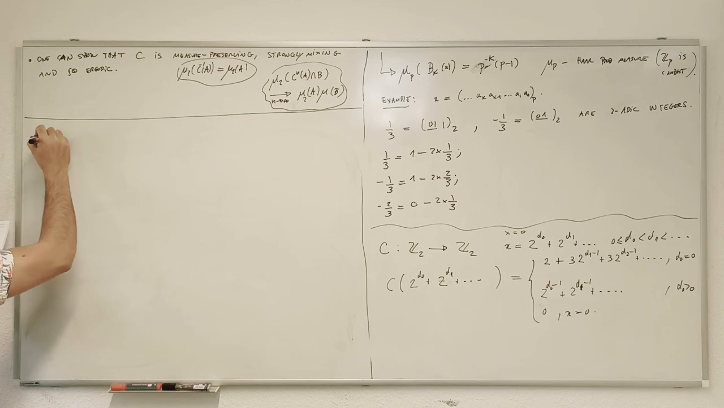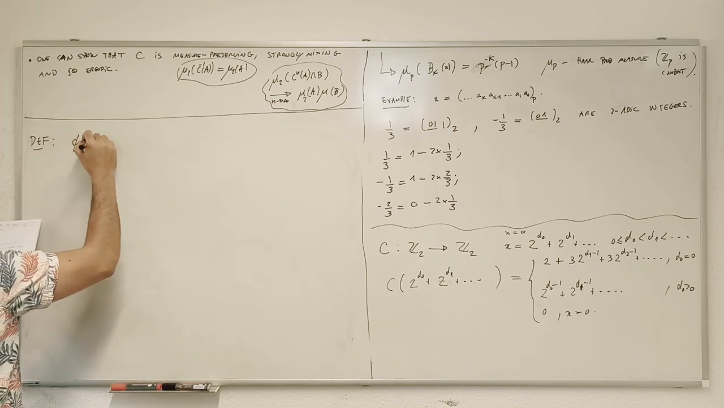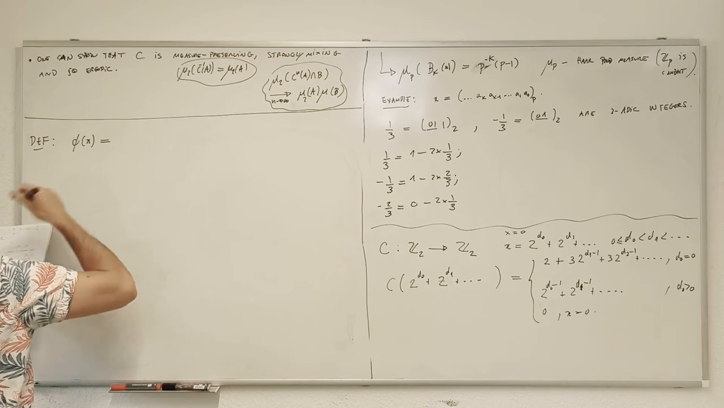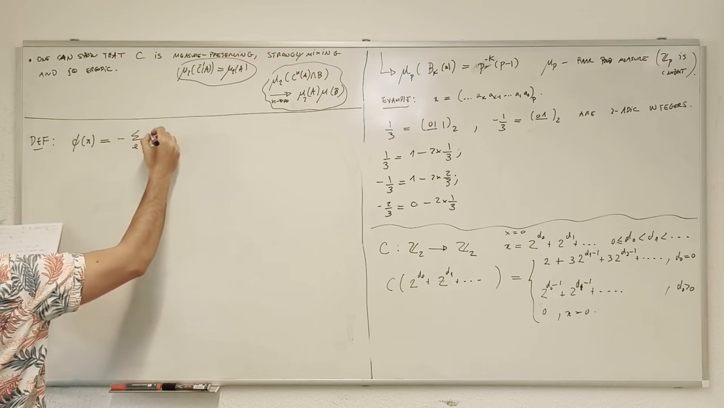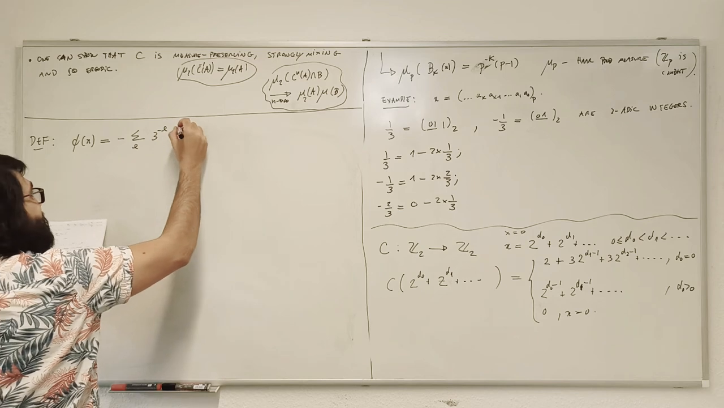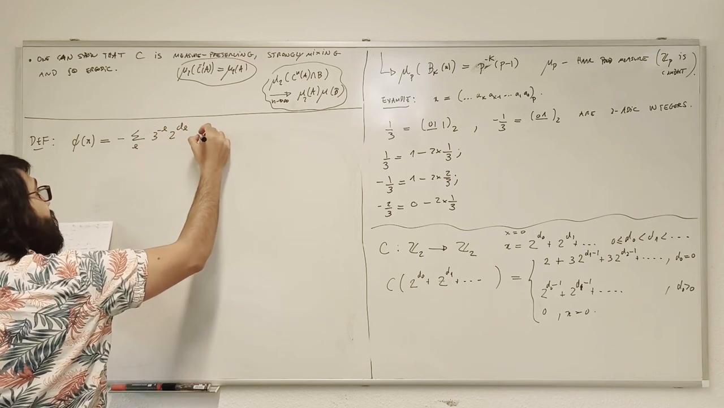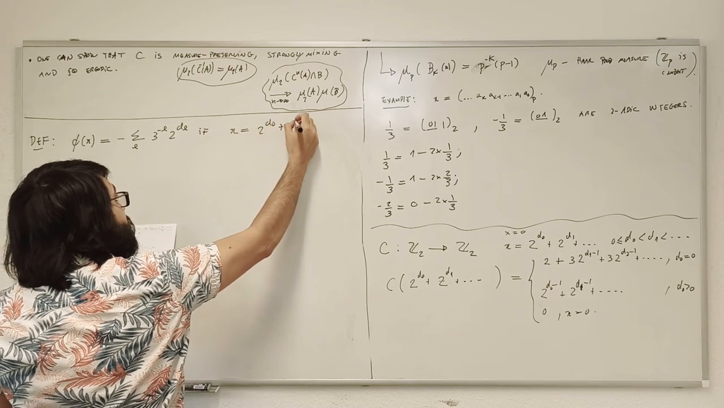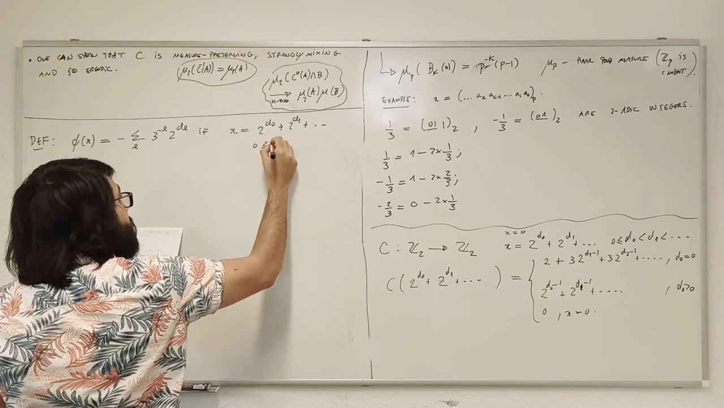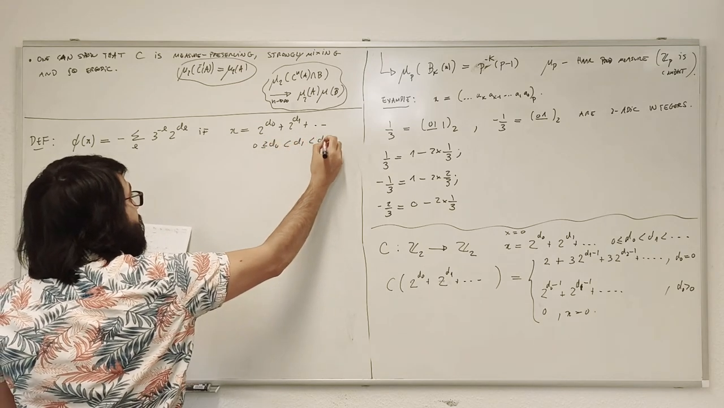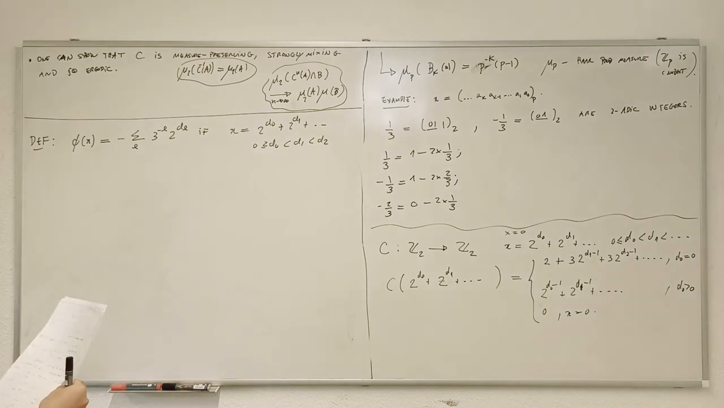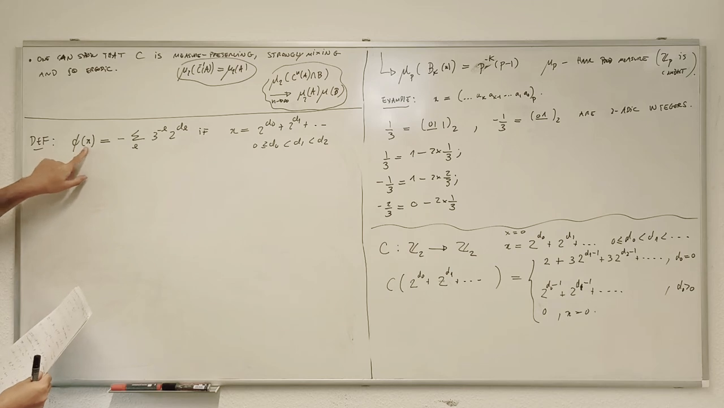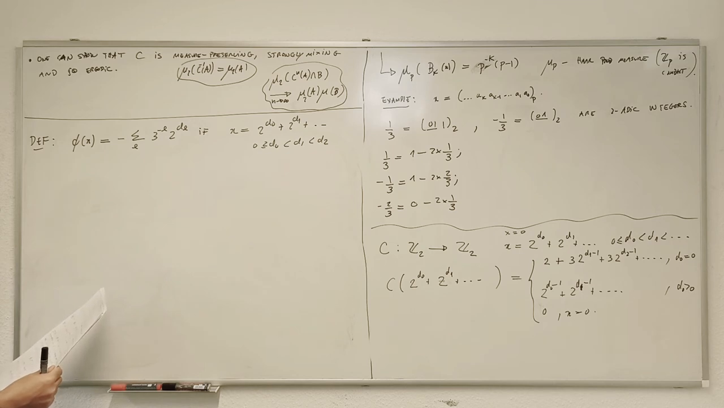So let me make another definition. We'll define this map phi, which will be minus 3 to the L, 3 to the minus L, DL, if x is 2 to the d0 plus 2 to the d1 plus etc. And we have this, okay? So this will be the definition of this map. Also, of course, if x is 0, then I define phi of 0 to be 0.